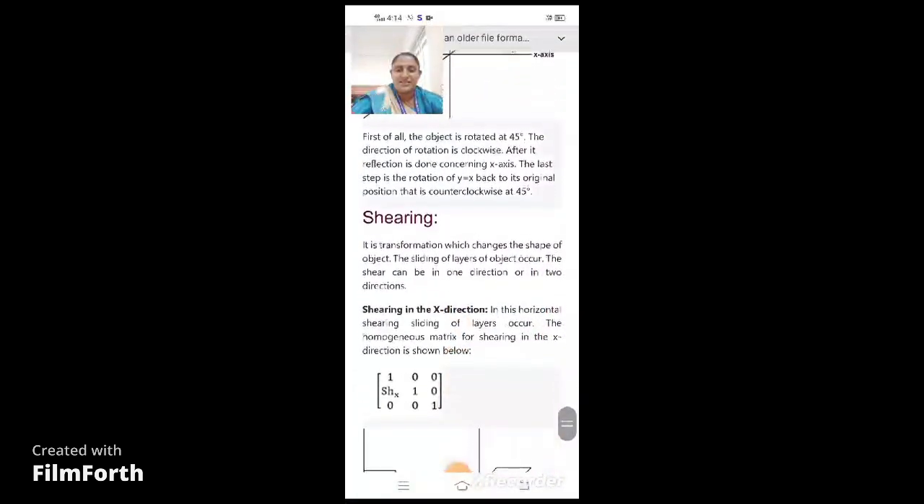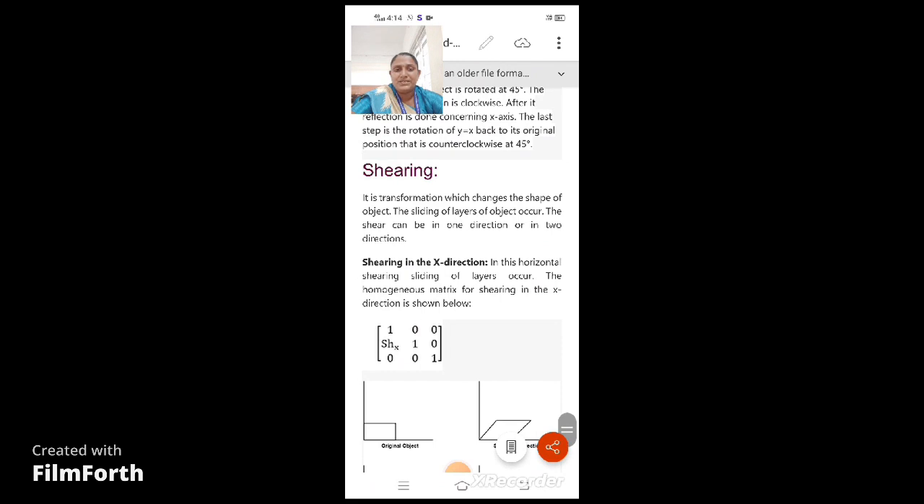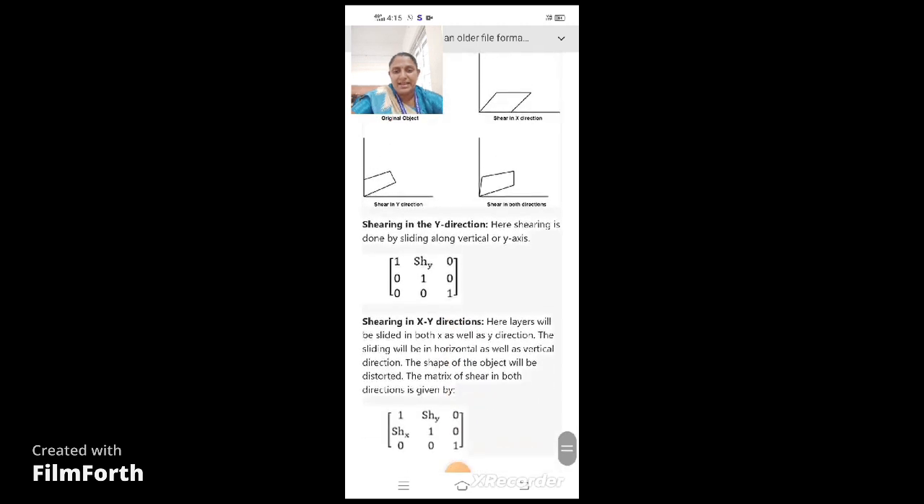That's all. Next one is shearing. Shearing means the shape of the object will be distorted in nature, that is called shearing. It can occur in one direction, or it can occur in two directions. The original object will be seen in the first picture, next shearing will be in the x direction, next one in both directions. Like this we can shear in any direction, either in two directions or one direction.